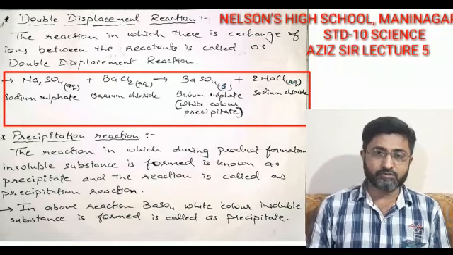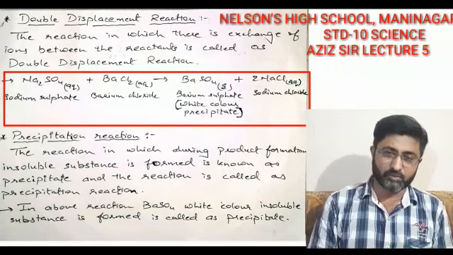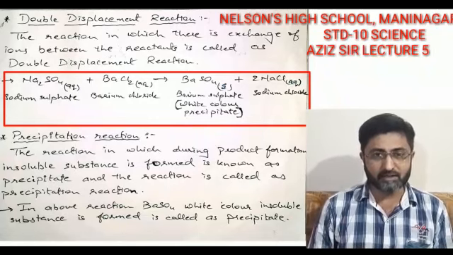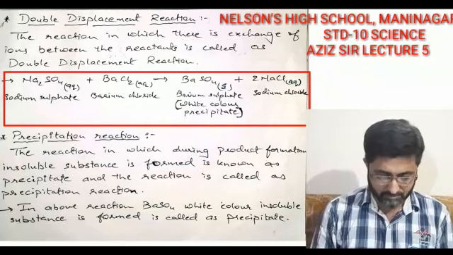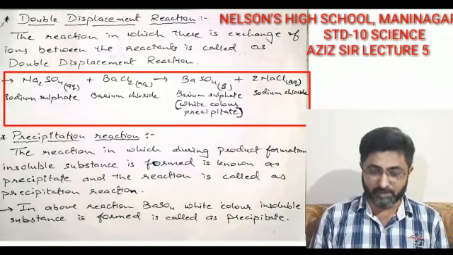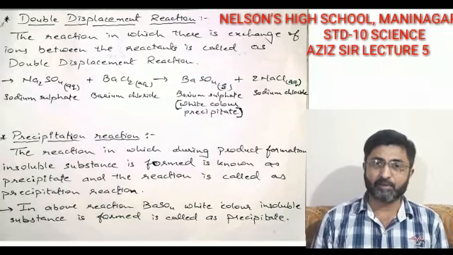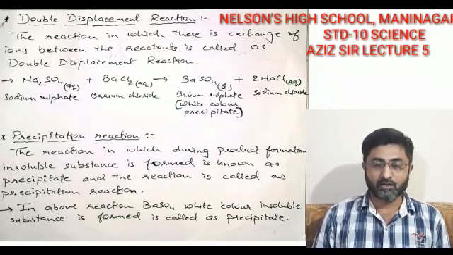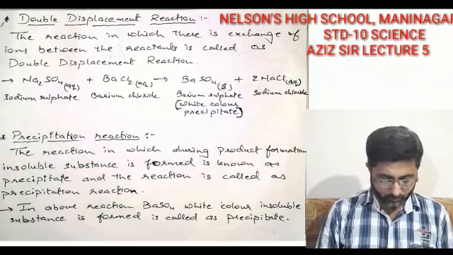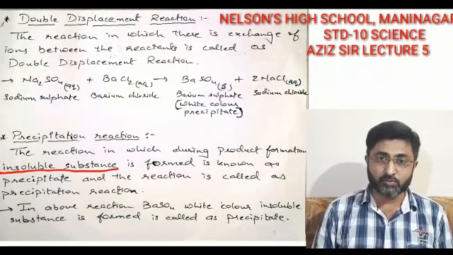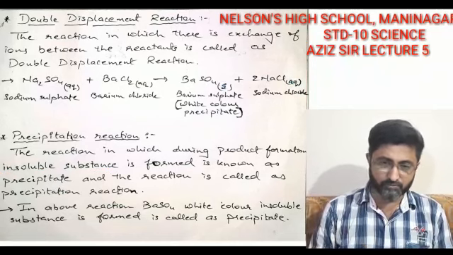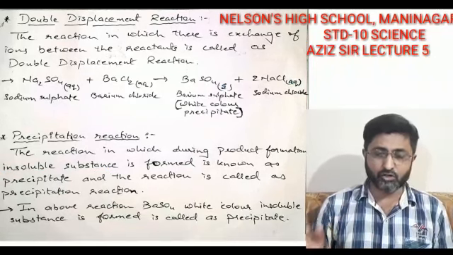So you may understand that either positive ions, that is cations, have been displaced, or negative ions, that is anions. In this particular reaction, you are able to see I have written white color precipitate. So next we will learn the precipitation reaction. Now, what is a precipitation reaction? It is a reaction in which the product formed is an insoluble substance, that is, one of the products formed is an insoluble substance.